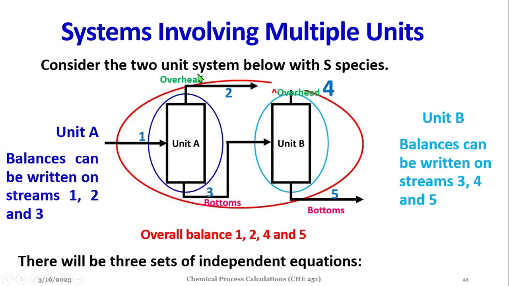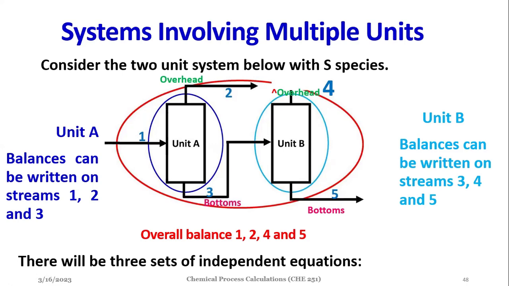So the feed coming into both units, all the feed streams we have, it's just stream 1. And then the outlets we have will be stream 2, stream 4, and stream 5. Now, one thing to note is that streams that are coming from a unit and entering another unit are not considered when we are doing an overall balance.